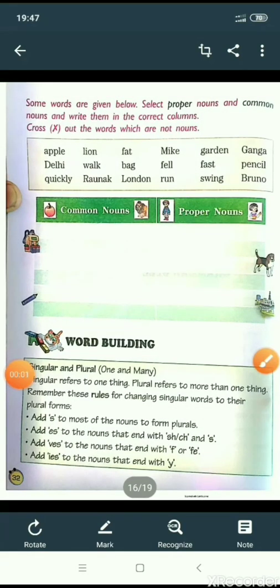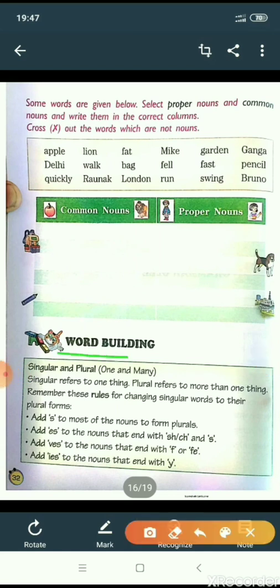Now, next part of the exercise is word building. Here, singular and plural, one and many. Children, singular refers to one thing. Plural refers to more than one thing. Remember these rules for changing singular words to their plural forms. Children, there are certain rules for changing singular words to their plural forms. Let's see one by one.